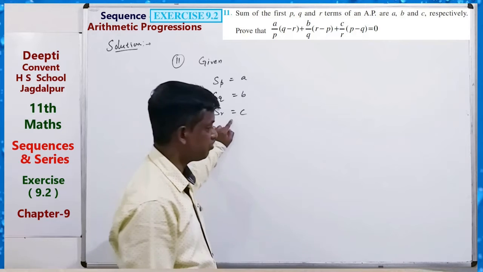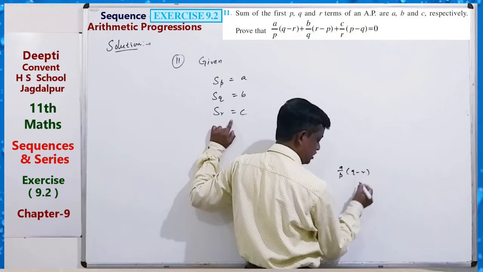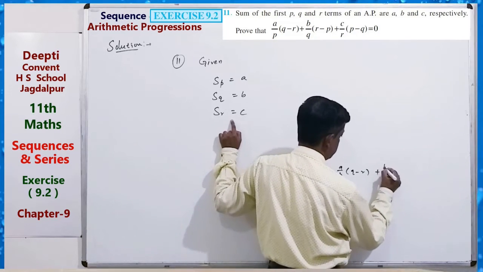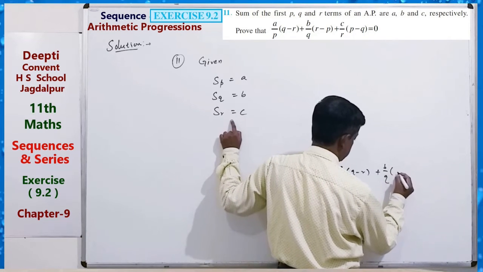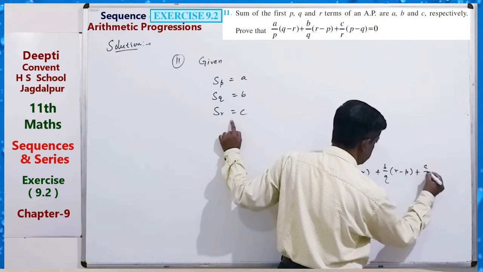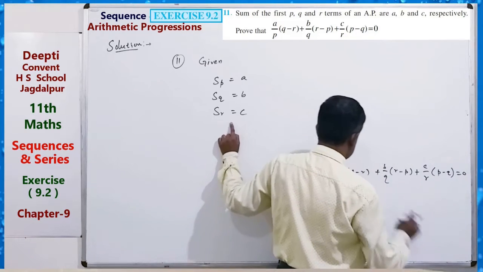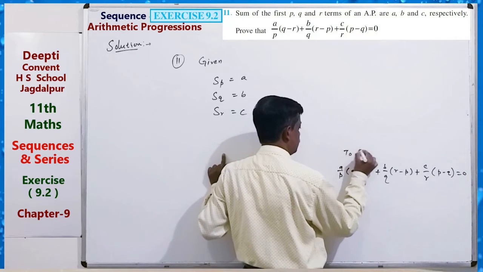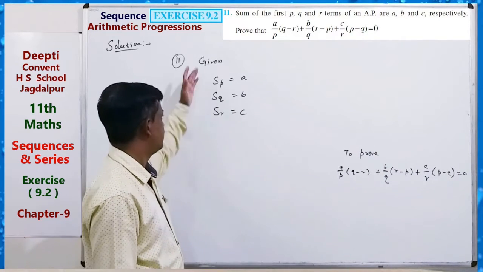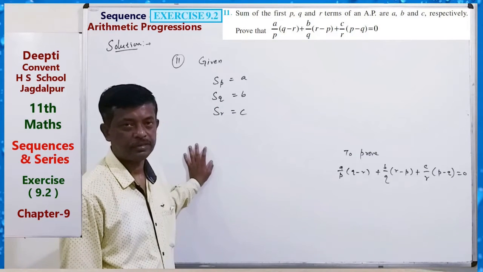Clear? We have to prove A by P into Q minus R, B by Q into R minus P, and C by R into P minus Q equals 0. I think, yes. To prove this, we are given only this A, B, C. Clear?